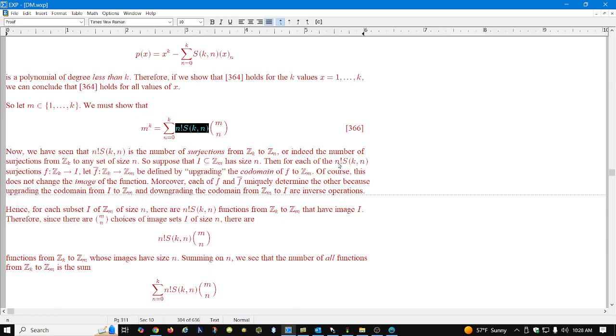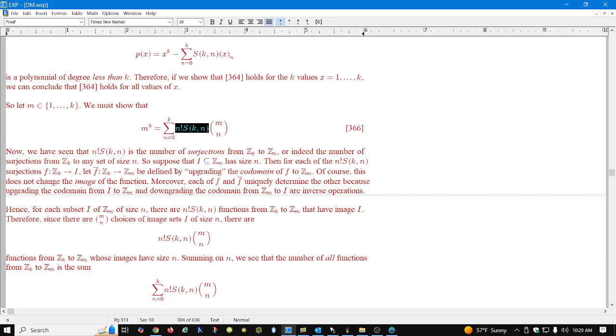Then for each of the n factorial S(k,n) surjections, say f from Zk to I, we can upgrade the codomain. Now it's only the codomain, not the image. We're not changing the image, we're not changing the domain, we're not changing the rule that maps elements to elements. All we're doing is pretending the codomain is all of Zm.